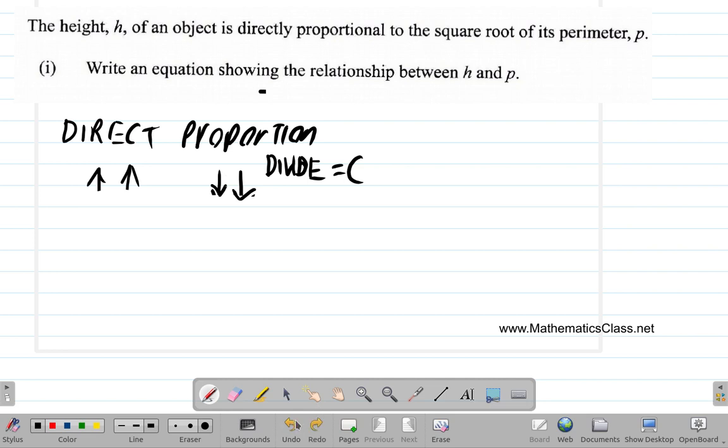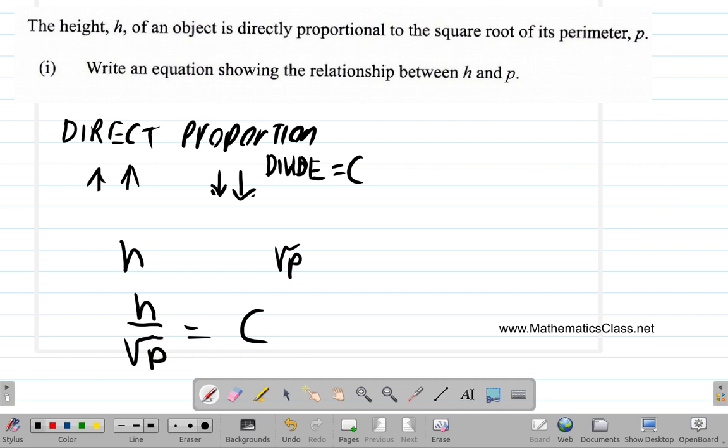So here now, height is directly proportional to the square root of p. Since they're directly proportional, and we want an equation showing the relationship between h and p, what we're going to say is h divided by the square root of p gives you a constant, c. Sometimes they use k for the constant, but we use c here.